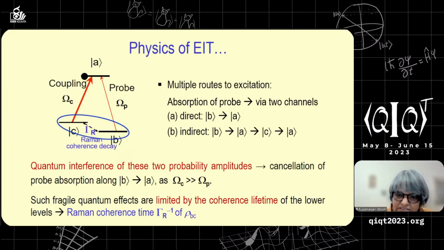To have this interference, every time you talk about it, be it double slit or here, you really have to talk about a coherence time. In this case, the coherence lifetime is really the Raman coherence lifetime of the two lower levels, B and C, as shown here. That is what limits the operations that you want to do. So this quantum effect of transparency will be valid only during the Raman coherence time, which is shown here schematically.